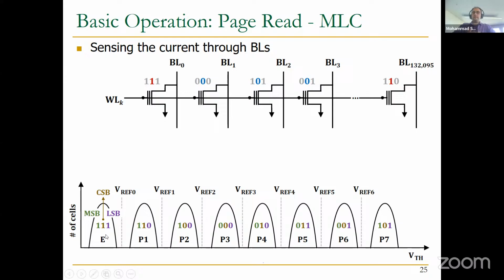Here our encoding is that we encode the erased state as 111. The next state is 110, the next one 100, and so on. For CSB, you can see that between the erased state and P1, we don't see a toggle. That means VREF 0 is not important for reading CSB. But from P1 to P2, CSB is changing, so VREF 1 is important. VREF 2 is not important again. VREF 3 is important because you can see a toggle, as well as VREF 5. So now you have three reference voltages that you need to apply one by one.